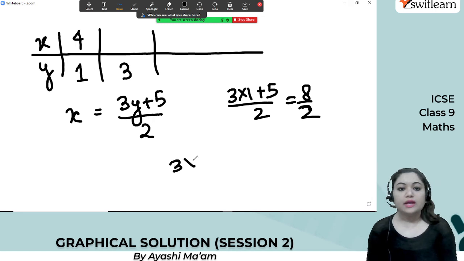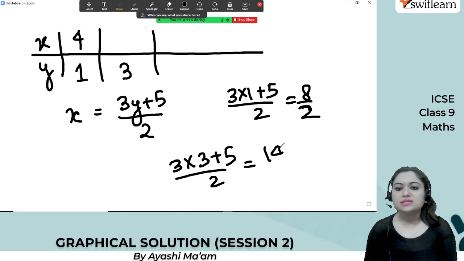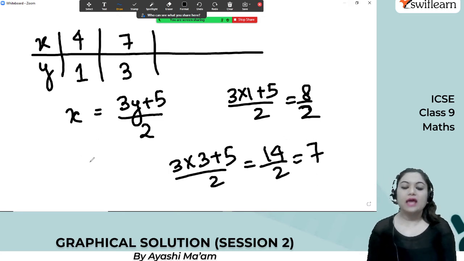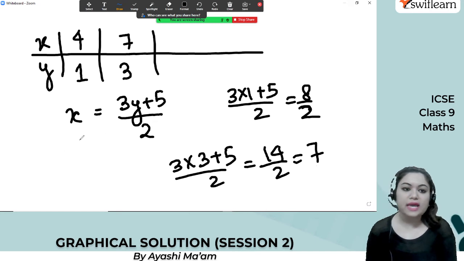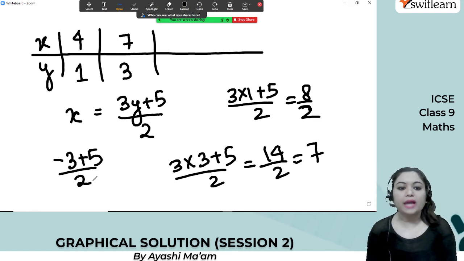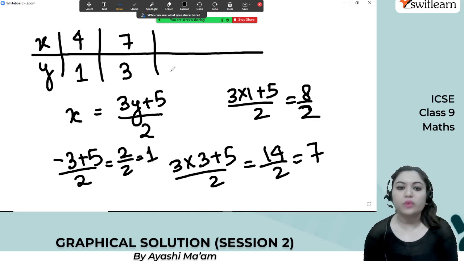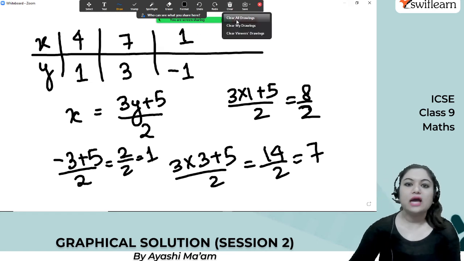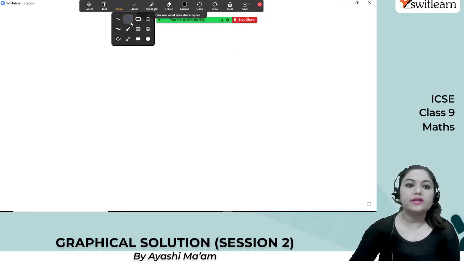Now let us assume y as 3. Then what will happen? (3 into 3 plus 5) by 2, that means 14 by 2. So we are getting 7. So here write down 7. And next, let us take y as minus 1. Okay, let's take a negative one. So it will become (minus 3 plus 5) by 2. That means it is 2 by 2, which is equal to 1. So when y is equal to minus 1, x is equal to plus 1. So these are the 3 points we have got.